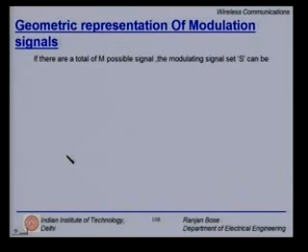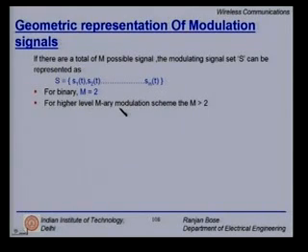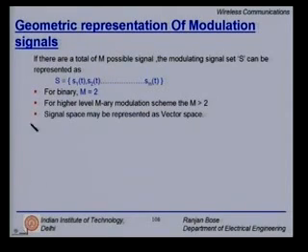A quick revisit on the geometric representation of modulated signal. If there are M possible signals, the modulating signal set S can be represented as S is equal to S1(t), S2(t) up to SM(t). For the binary scenario, M is equal to 2, so you have only two symbols. For higher level memory modulation schemes, M is greater than 2, and the signal space may be represented as a vector space.